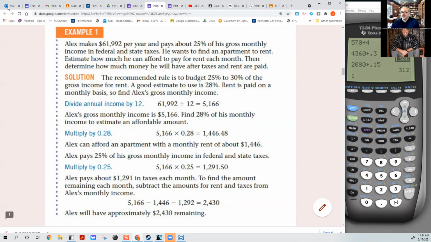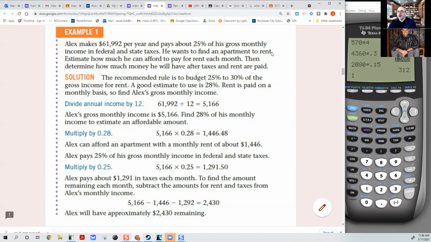Example 1, here goes. Alex makes $61,992 per year and pays about 25% of his gross monthly income in federal and state taxes.